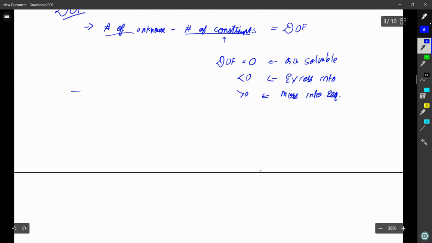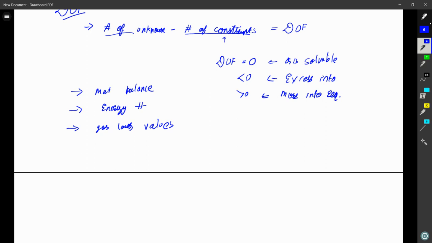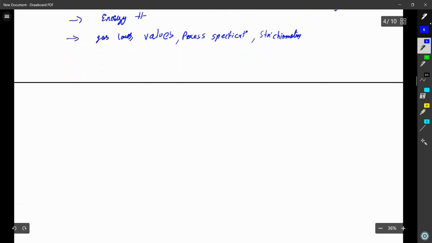And you can get constraints from the material balance, from the energy balance, and you can also get them from other data given in the question, like gas laws, some data values, let's say the heat of evaporation of water, or some process specification like 100% conversion, or that the complete carbon is converted, or things like that, or stoichiometry. So that's our degree of freedom analysis.